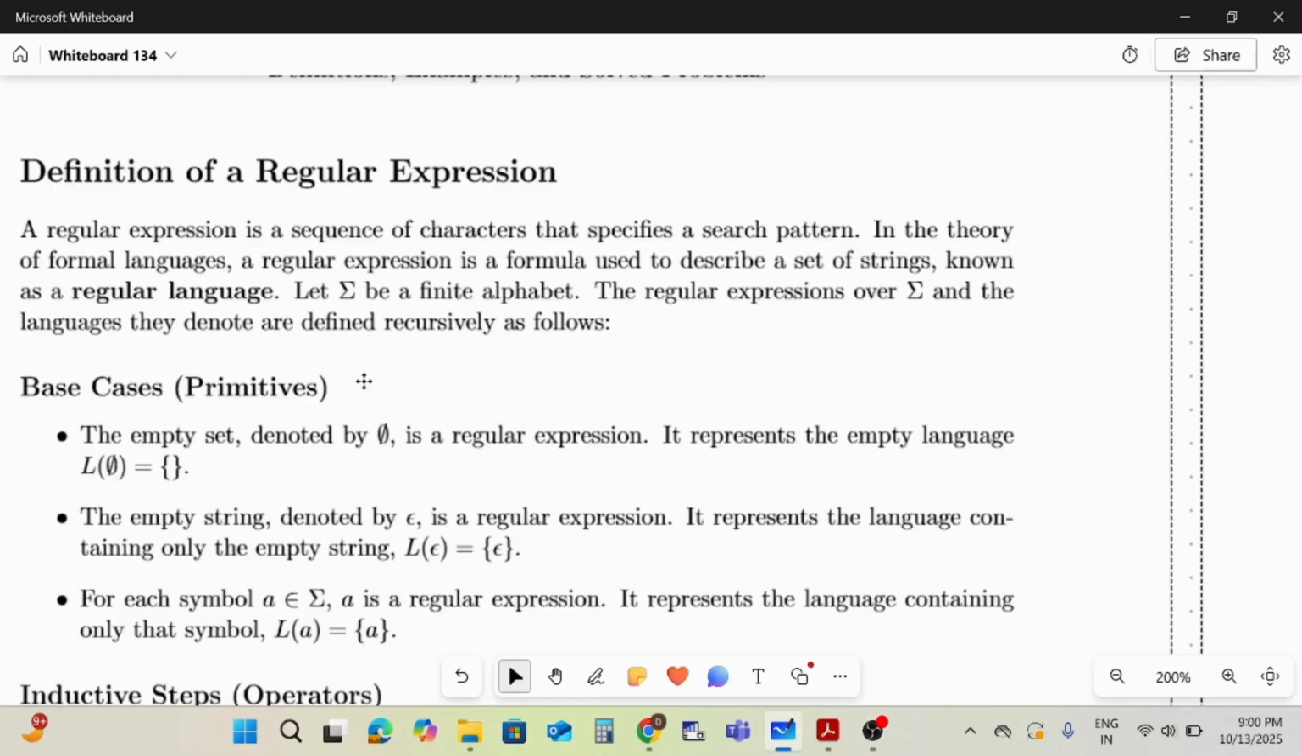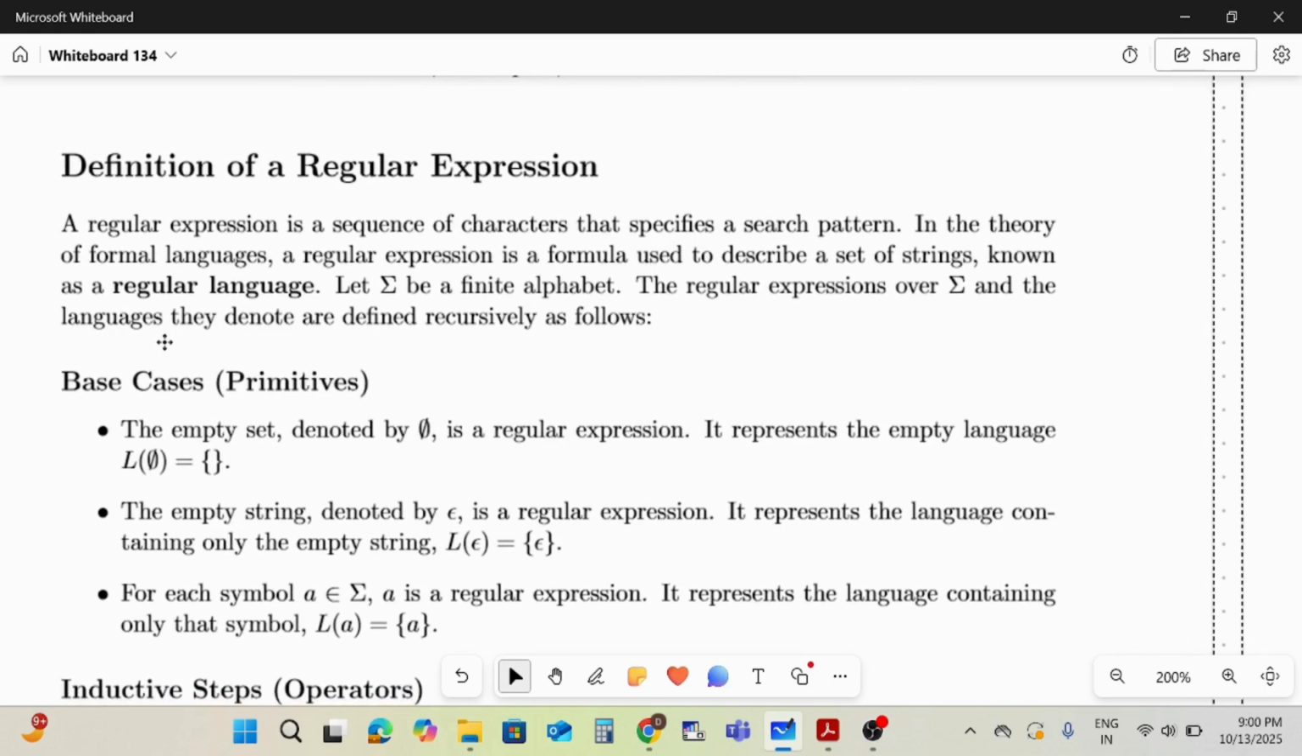Hello everyone, in this video let us try and understand how we should be able to obtain the regular expressions from the given set of the problem statement. So here is a definition of what is a regular expression. A regular expression is a sequence of characters that specify the search pattern.